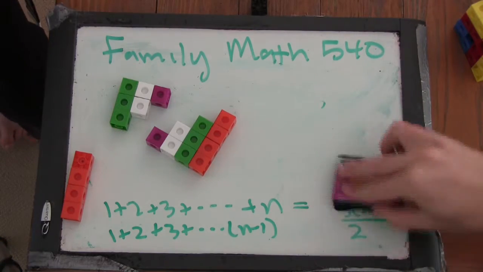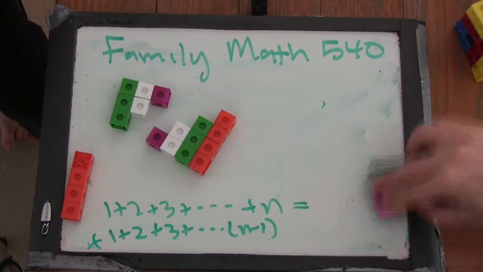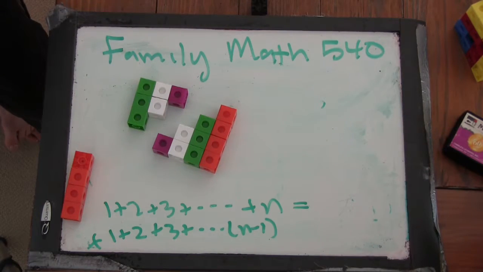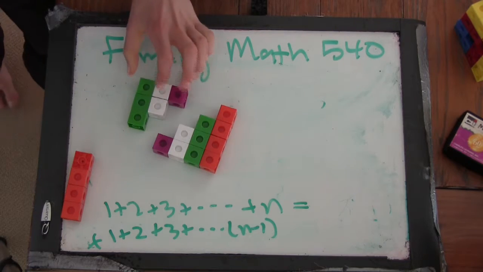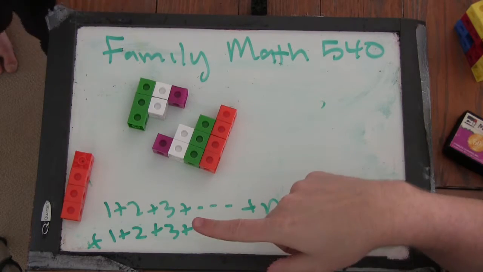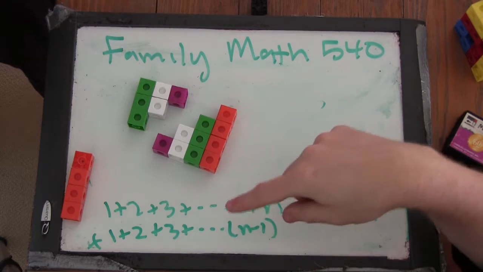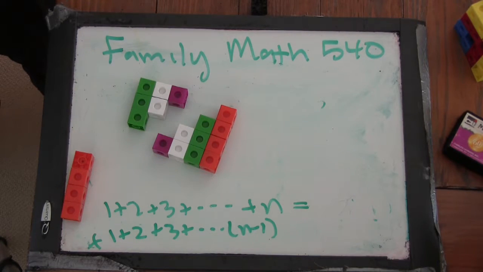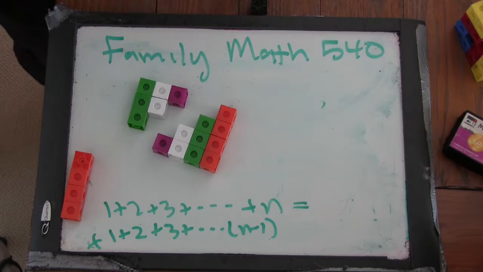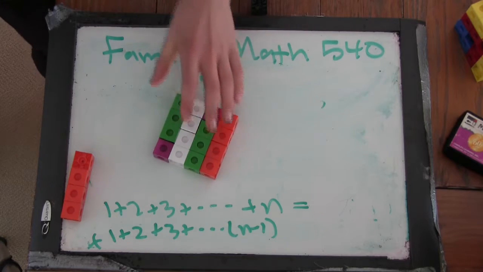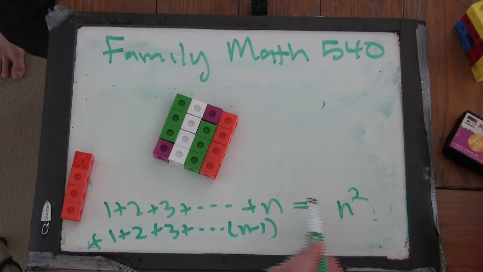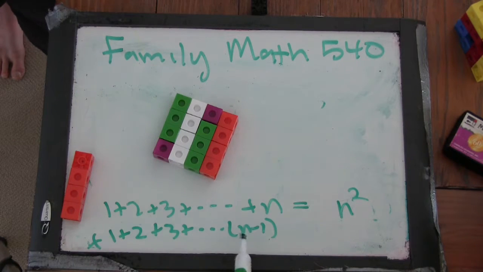In fact, what did that equal? Remember, n is 4 here, so you put those together and you got a perfect square. What perfect square was that? It's 4 squared. Okay, so what do you think you've just shown? 1 plus 2 plus 3 up to n plus 1 plus 2 plus 3 up to n minus 1 equals what? Okay, it's the sum up to n plus the sum up to n minus 1 equals n squared.